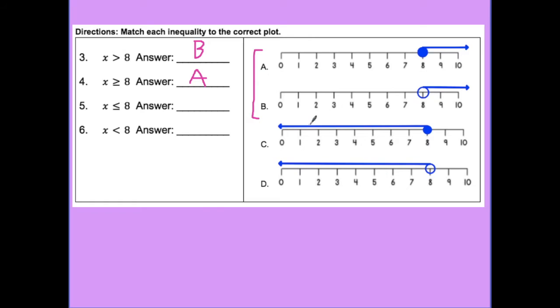And when I look at the less than signs, here's the less than ones. So less than or equal to is going to be choice C, because that has the filled in circle. And lastly, choice D.